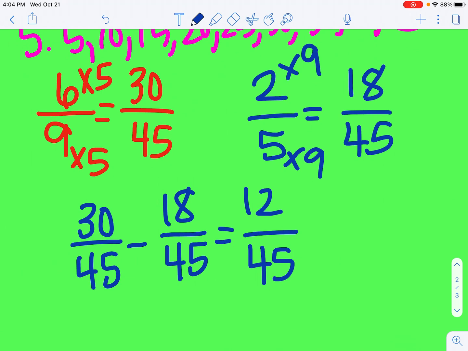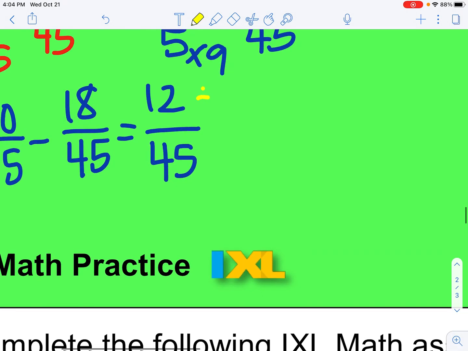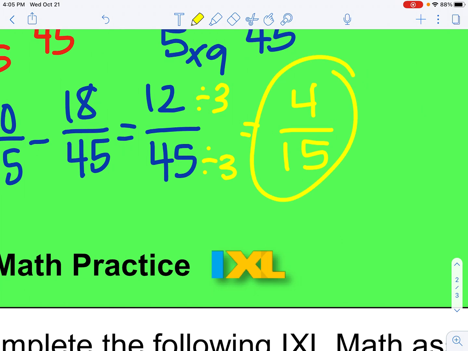Alright, but I can simplify this fraction. 12 and 45 are both divisible by 3. So we're going to divide by 3. 12 divided by 3 is 4. Sorry, 45 divided by 3 is 15. And we are done.